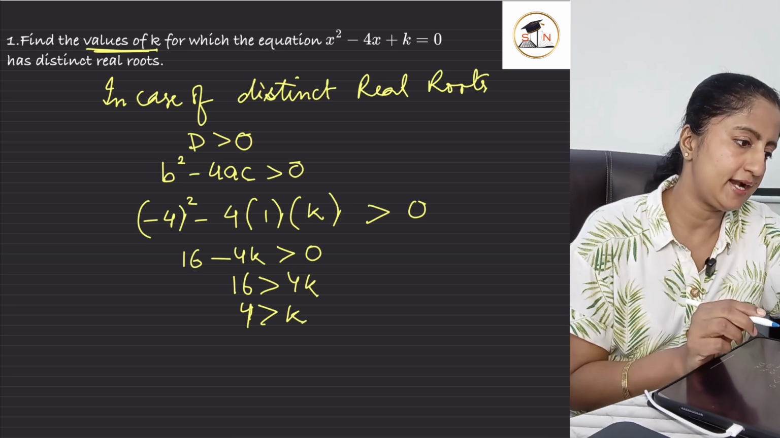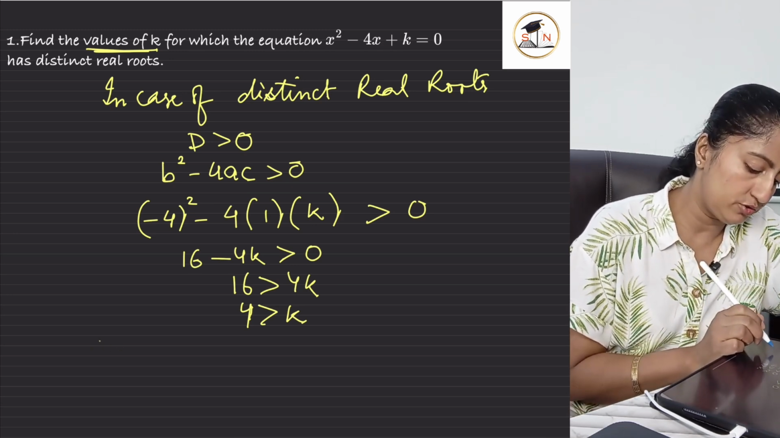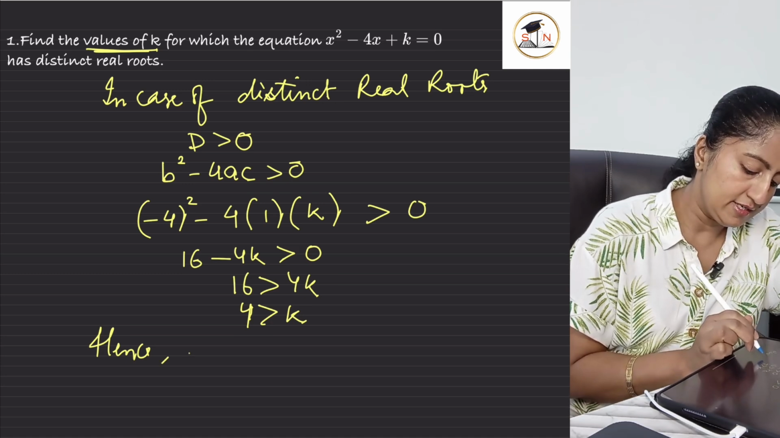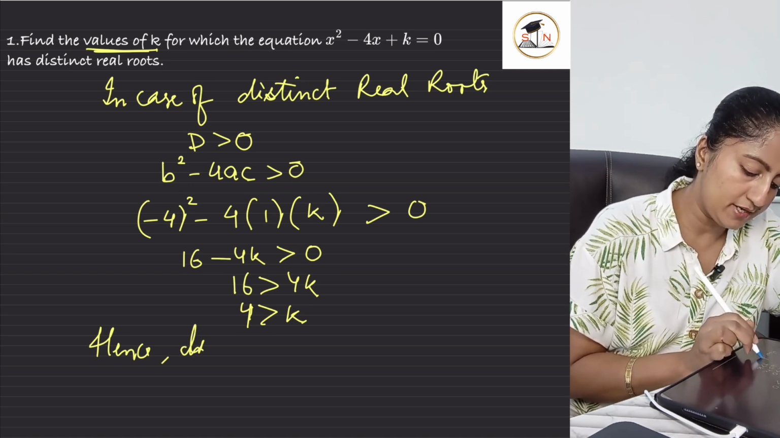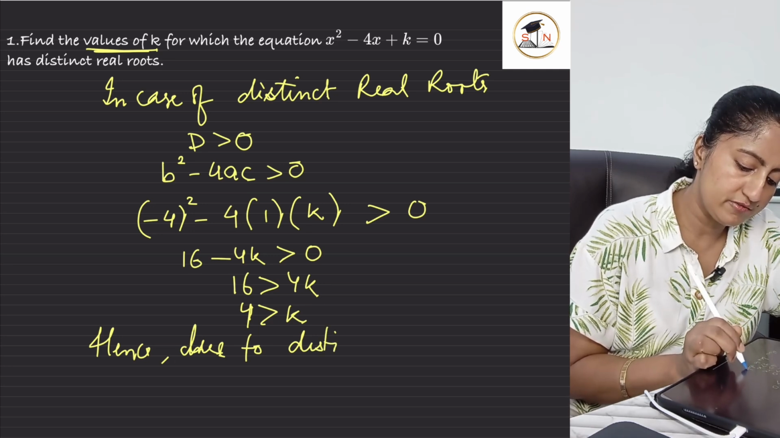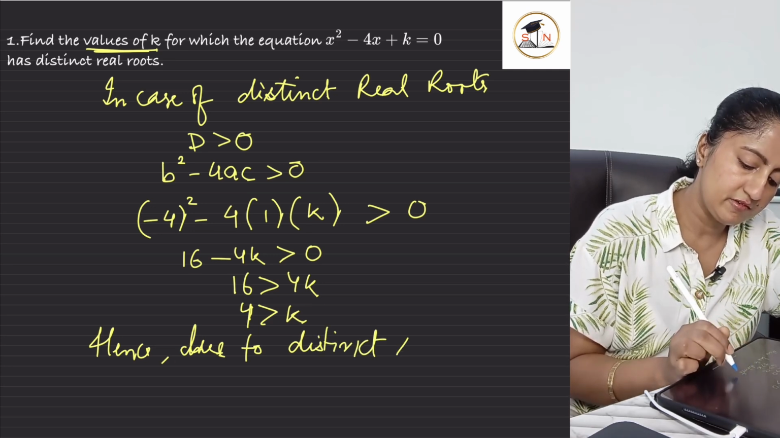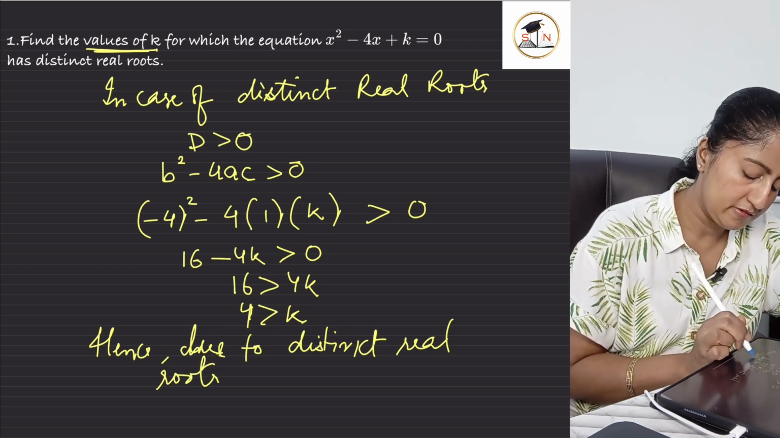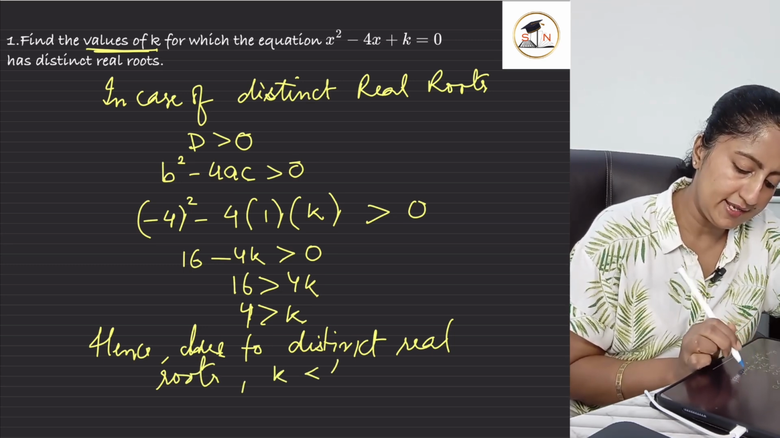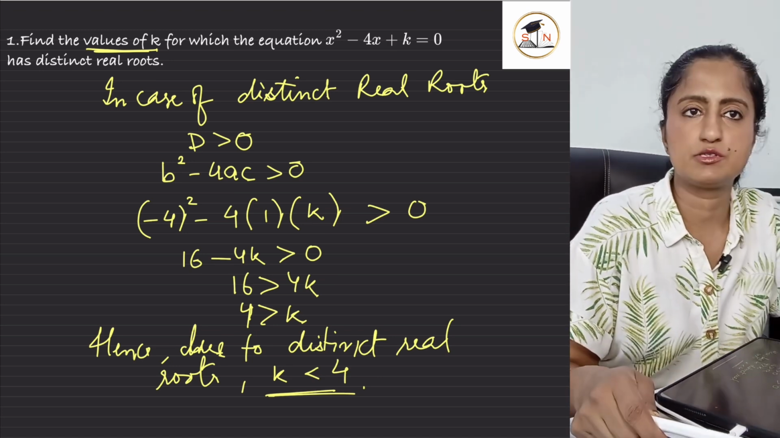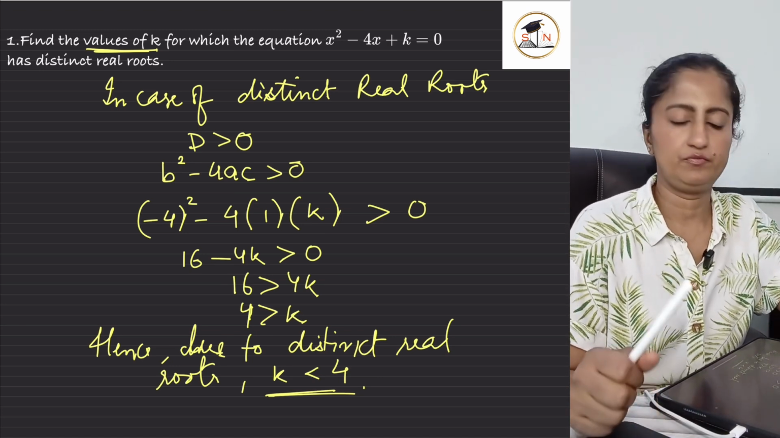So what you will say at the end is that due to the given condition, due to distinct real roots, our K is less than 4, due to which it is having multiple values. I hope this thing is clear, right?